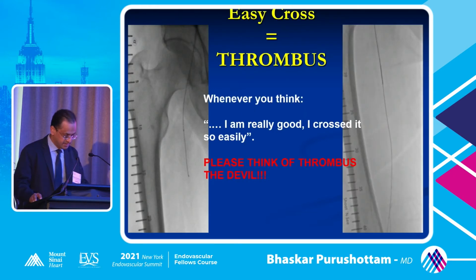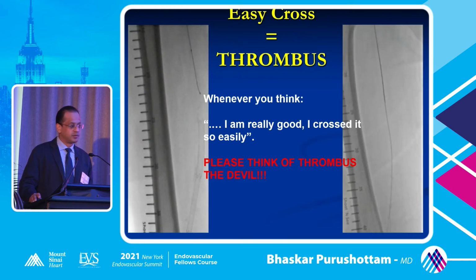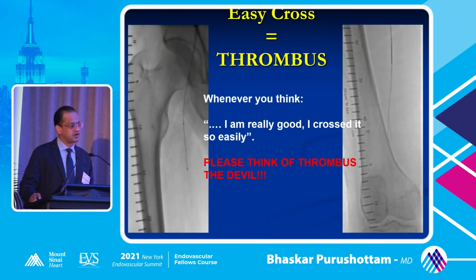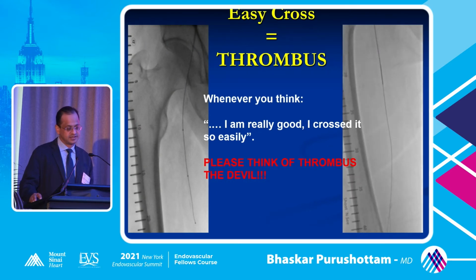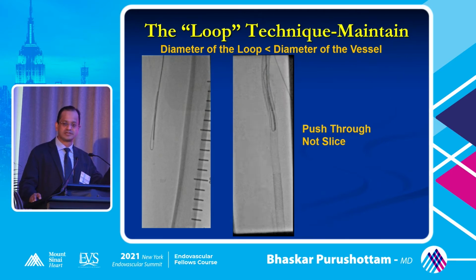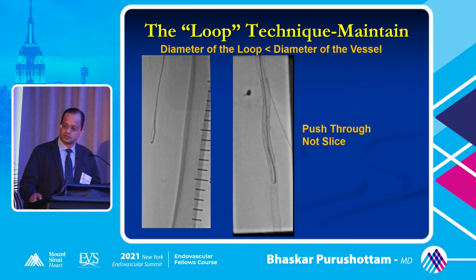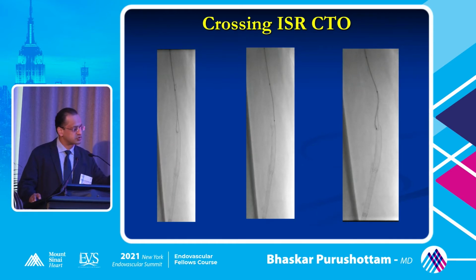Next thing is how do you cross the main body? When you see a catheter sail through so easily, we like to think, oh, we are good, but think of thrombus, please. Very, very important. The loop technique. So the first thing is how you create a loop, and you see how the wire dances, and the dance is equal to the diameter of the SFA. That tells you you're pretty much inside the lumen, and that's when you create the loop and you advance it. And when you see the loop, make sure the loop is less than the diameter of the vessel, so that way you know you're not piercing out or dissecting away. And the feel, as you do more of these, you'll know it's more a push as opposed to a slice.